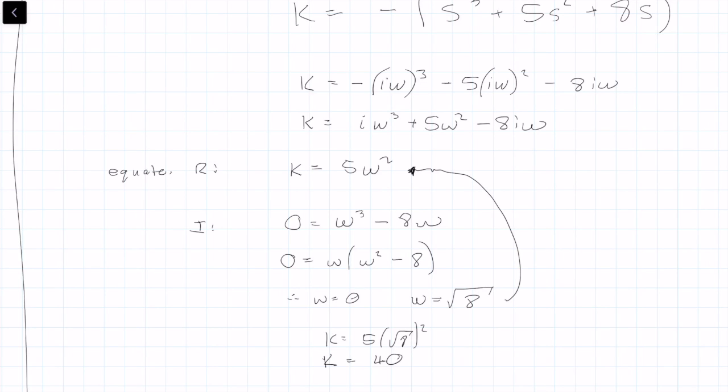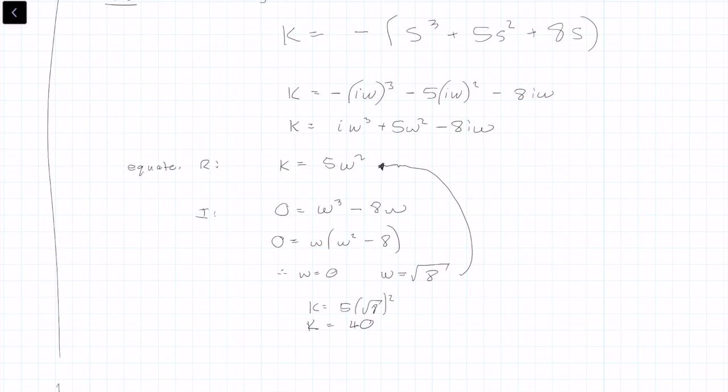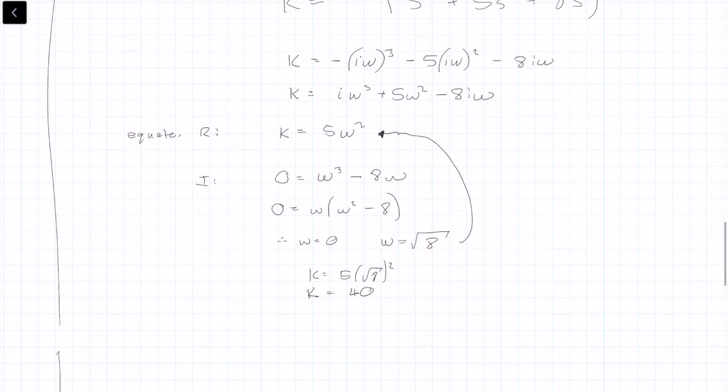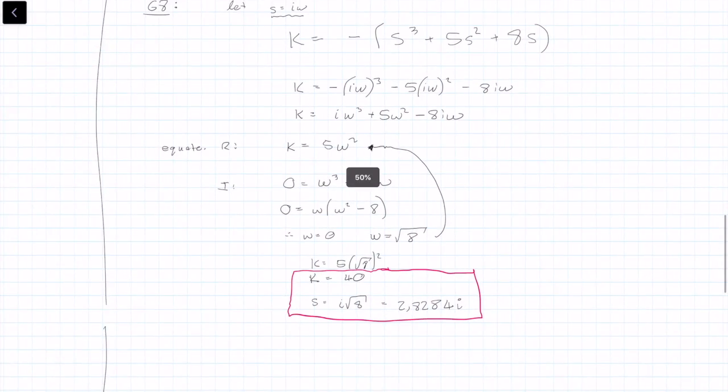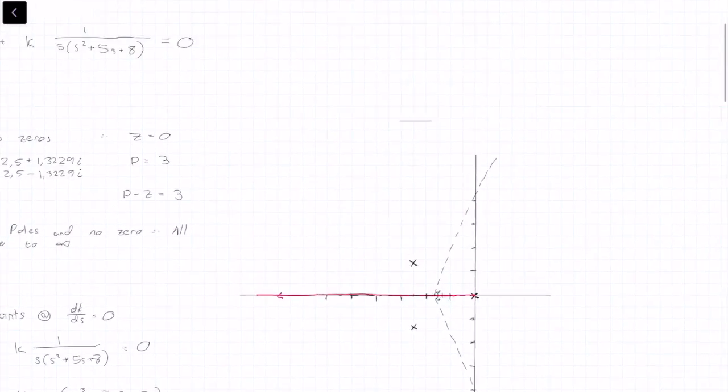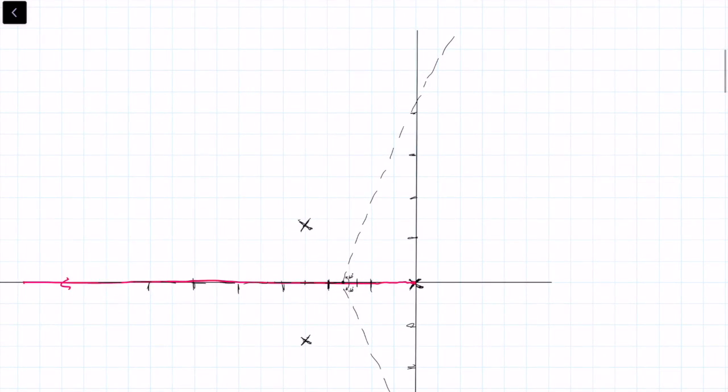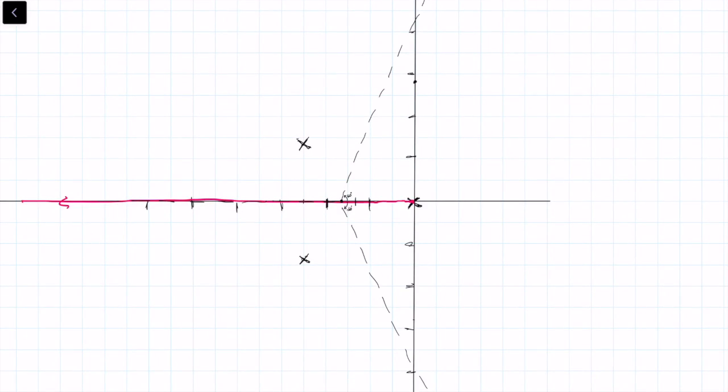So K equals 40, and we let S equals I omega, so that means S is equal to I times the square root of 8, which is equal to 2.8284i. Okay, so this is the most important part of this part of the question. And now we can go plotting. So the point is 2.82 or 2.83. Let's go find that point. Let's say 2.8 is somewhere here, and similarly minus 2.8 will be somewhere here.